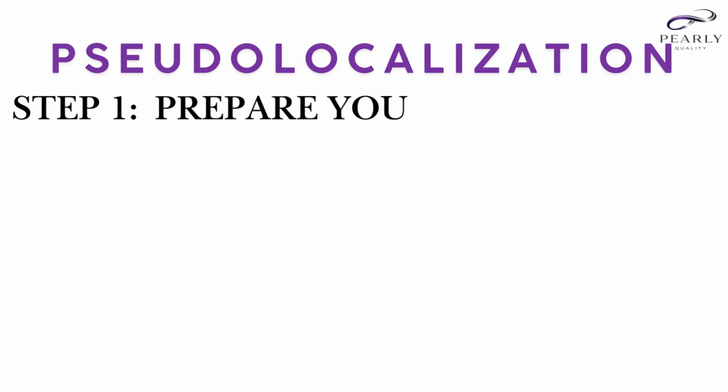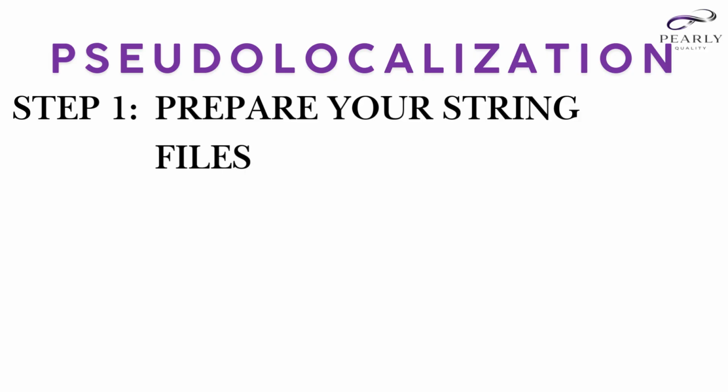So, step 1. Prepare your string files. Locate all string resource files in the application. These are the files your internationalization framework uses to look up the UI text. Something like .properties, .json, strings.xml, or something similar.